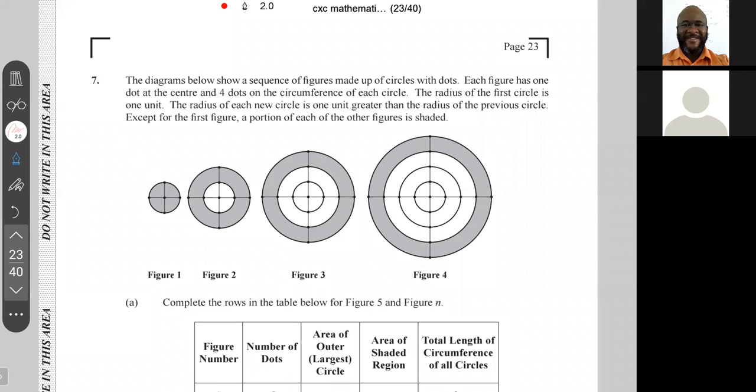All right, so this is question number 7, January 2021. It says the diagram below shows a sequence of figures made up of circles with dots. Each figure has one dot at the center and four dots on the circumference of each circle. The radius of the first circle is 1 unit. The radius of each new circle is 1 unit greater than the radius of the previous circle. Except for the first circle, a portion of each of the other figures is shaded.